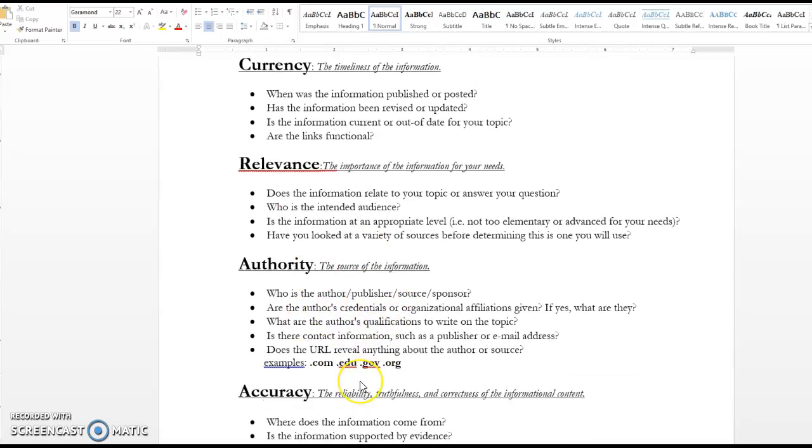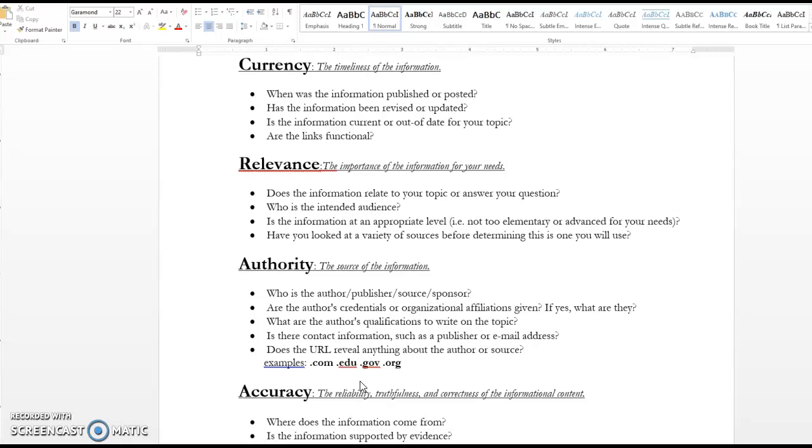Authority. Do you trust them? What are the credentials? If you're reading an article and you're thinking, I think that the information is good, but you don't really dig into the person who wrote it, that can sometimes be a stumbling block.